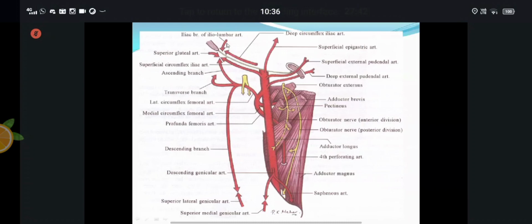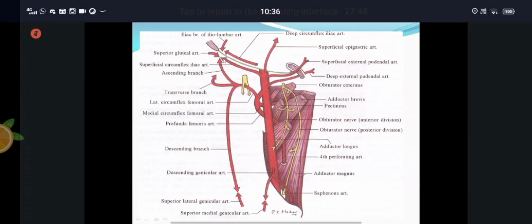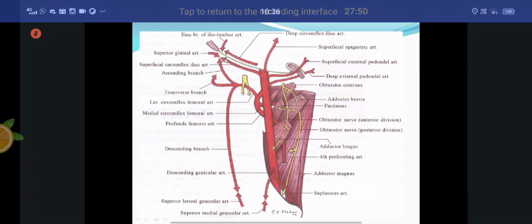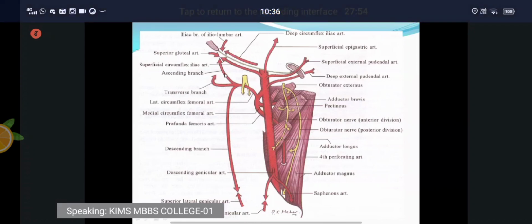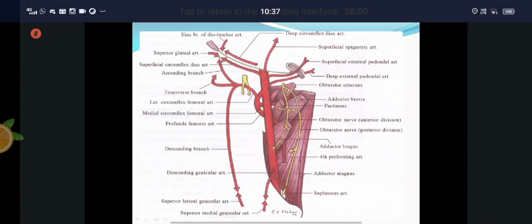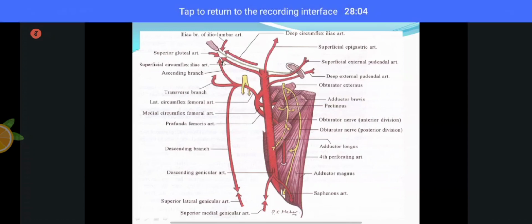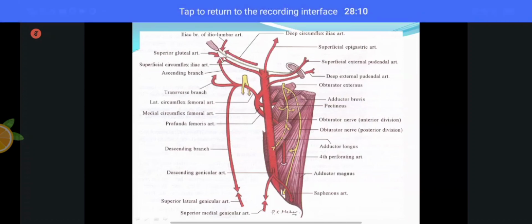That is the branch of the iliolumbar artery, the superior gluteal artery, the superficial external iliac artery, and the ascending branch from the lateral circumflex femoral artery. So these are the branches taking part in the anastomosis near the anterior superior iliac spine, or in one word, you say it as spinous anastomosis.